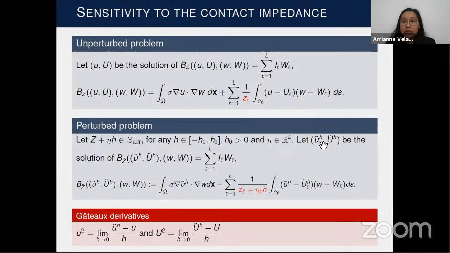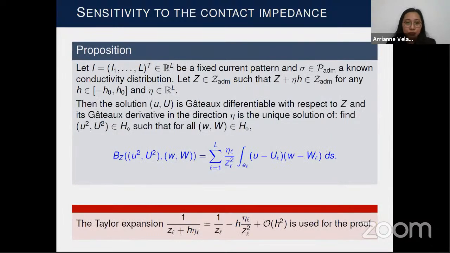We let small u tilde H and big U tilde H be the solution of the perturbed variational problem. So the difference between the two is this part here. Okay? And then the Gateaux derivatives are denoted by small u2 and big U2. So this proposition assures us of the Gateaux differentiability of the electric potential with respect to the contact impedance vector Z. And the Gateaux derivative is the unique solution of this variational formulation.